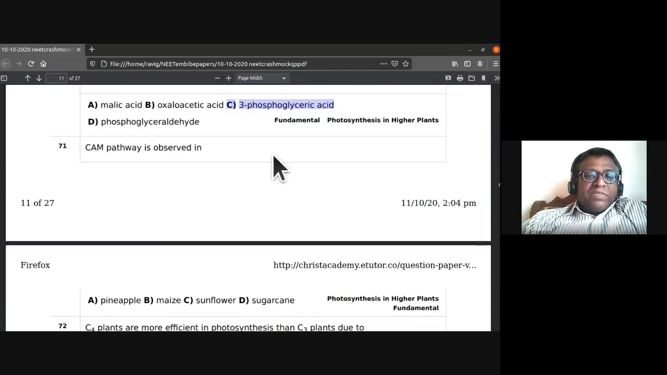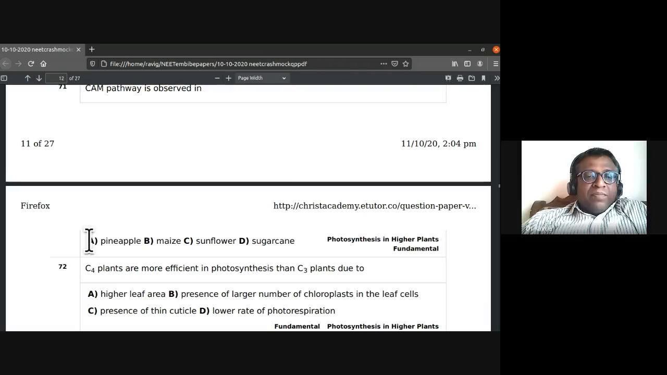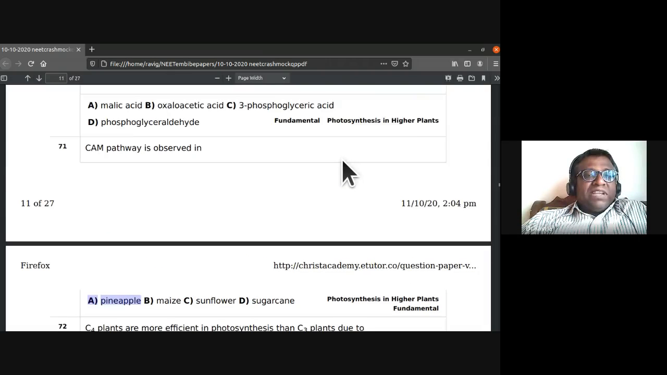CAM pathway, 71st, is observed in pineapple. Pineapple also belongs to the Crassulaceae family. Okay, so pineapple is the right answer, 71st.